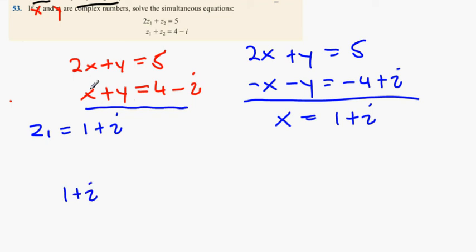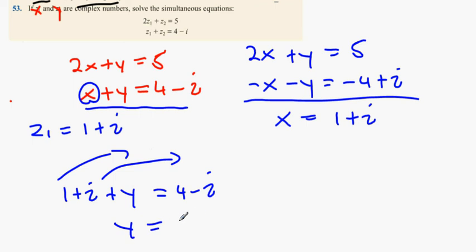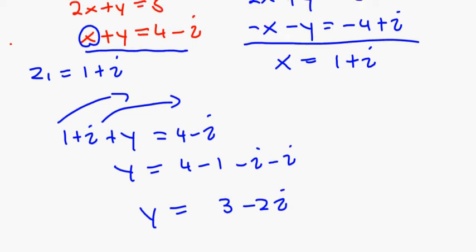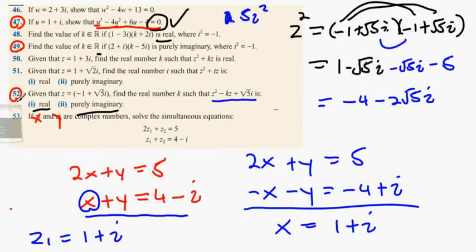So we have x is 1 plus i. Replace the x, add on y. That equals 4 minus i. Bring the i over, bring the 1 over, and we're going to get y equals 4 minus 1 minus i minus another i, and what we're going to get is y equals 3 minus 2i. Okay, and that's the end of this exercise here.